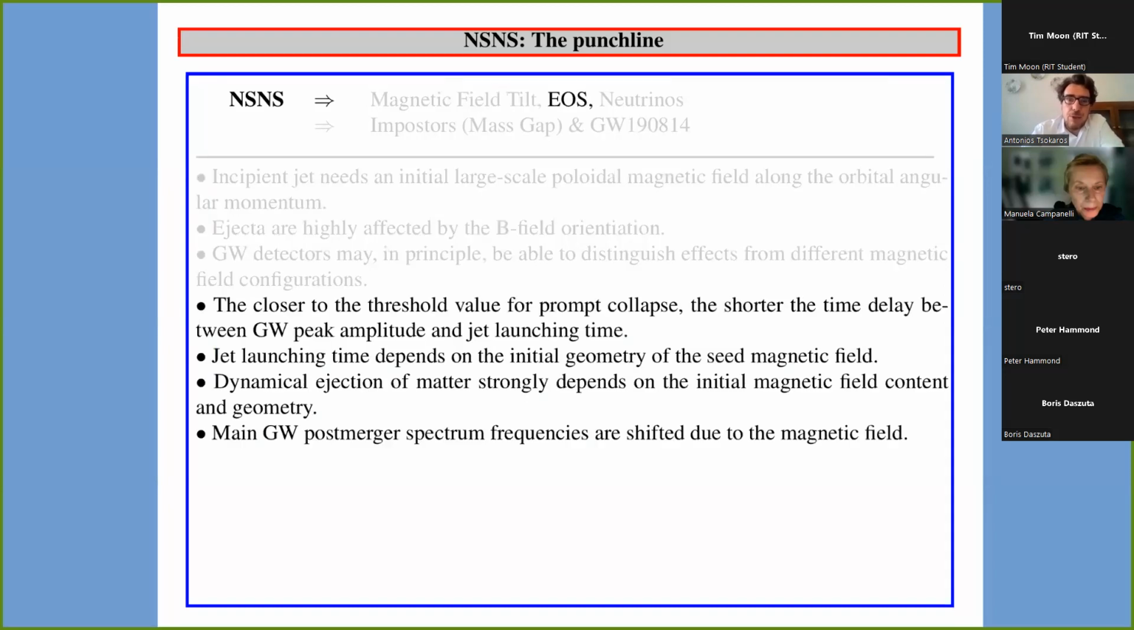With respect to the equation of state, there are four points to take home. The first is that the closer to the threshold value for prompt collapse, the shorter the time delay between the gravitational wave peak amplitude and jet launching time. The second is that, again, the jet depends on the initial geometry and the seed magnetic field. The third is that the dynamical ejection of matter, again, depends on the initial magnetic field content. Finally, the fourth message is that the post-merger frequencies are shifted due to the magnetic field.